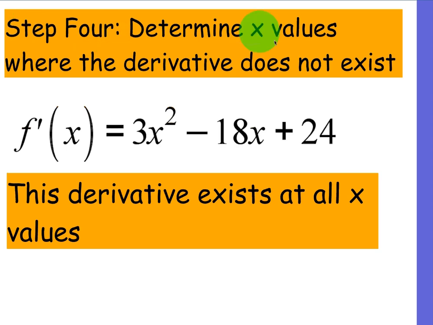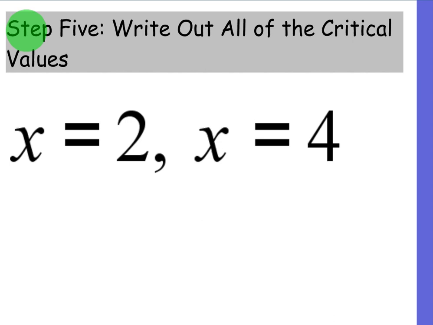Step 4, determine x values where the derivative does not exist. So this is the other part of the critical point definition. Now, for this equation, it's going to exist everywhere, right? This is a polynomial. We know the domain exists everywhere, and so we won't worry about that for this one. But for things like rational functions, square root functions, natural log, and stuff like that that have a limited domain, we need to keep an eye out for where the derivative does not exist, because that's also part of what a critical point is.